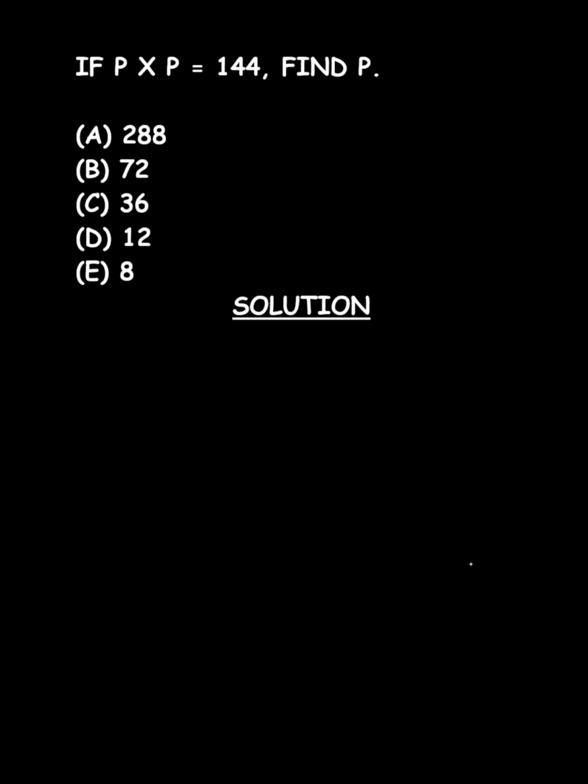If P times P equals 144, find P. A. 288. B. 72. C. 36. D. 12. E. 8. Solution. If P times P equals 144.